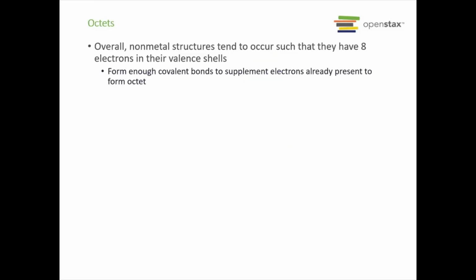So the one thing that hopefully you've noticed is that overall all of our nonmetal structures tend to occur so they have 8 electrons in their valence shells. And they will do what they can to form enough covalent bonds to supplement the electrons that are already present in them to form an octet.